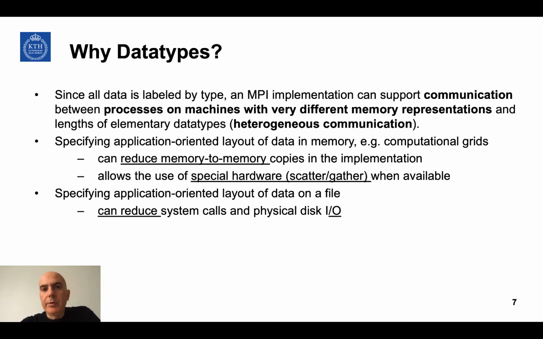So why do we want to use data types? Since all the data is labeled by a type, an MPI implementation can support communication between processes on machines with very different memory representations and lengths of elementary data types. This is called heterogeneous communication. One typical case is, for instance, the representation of an integer on different machines. On some machines it can be 4 bytes, on some machines it can be 2 bytes, right?